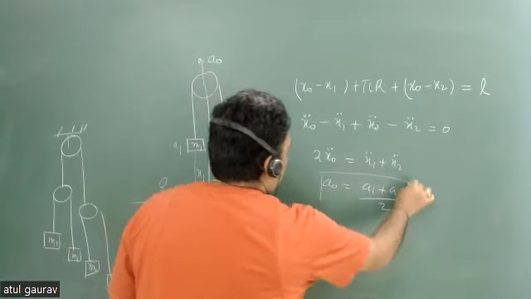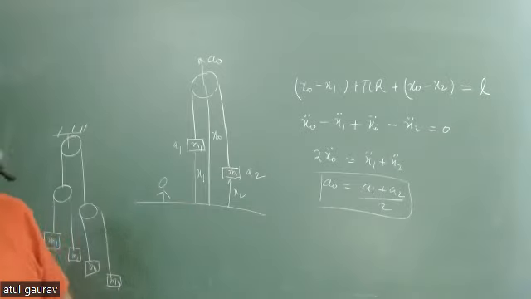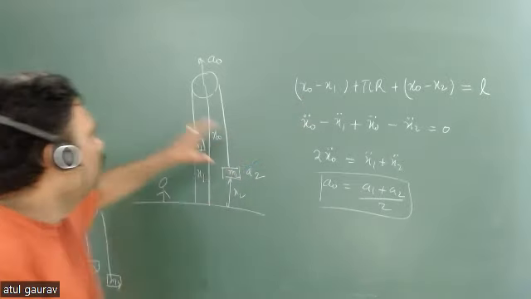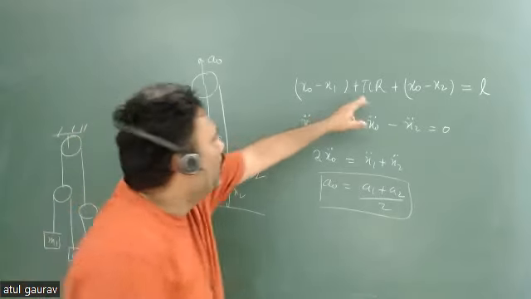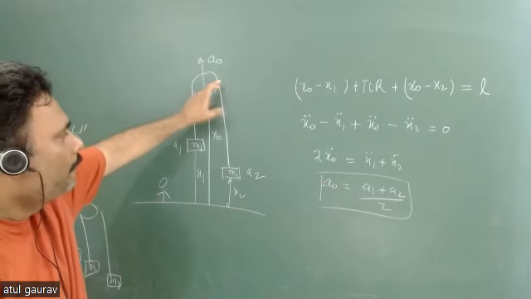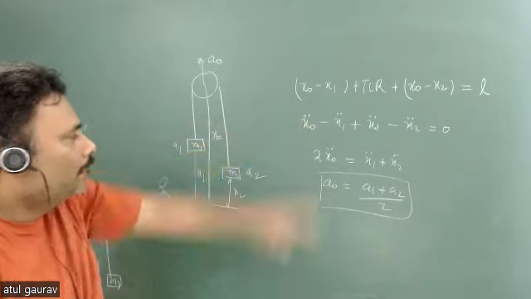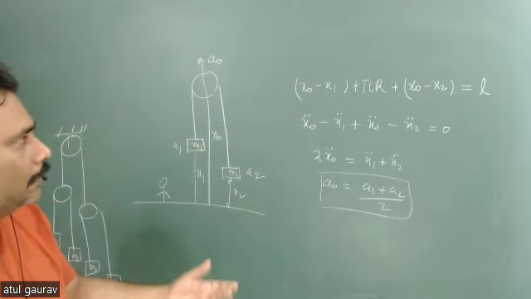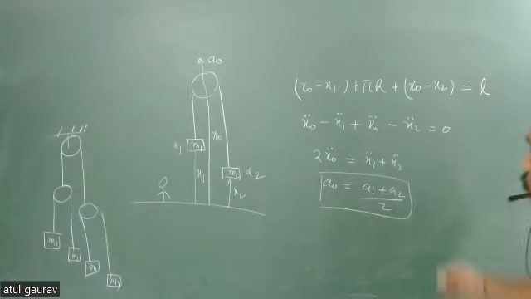Sorry to interrupt, sir. Can you please repeat it again? Means what you have written, X naught means, can you please explain once again? X naught minus X1, this distance. Yes, sir. Pi r, this distance. Yes, sir. X naught minus X2, this distance. Okay, sir. Plus, totally is equal to L. Thank you, sir. Okay. So A naught is equal to (A1 plus A2) by 2, isn't it?